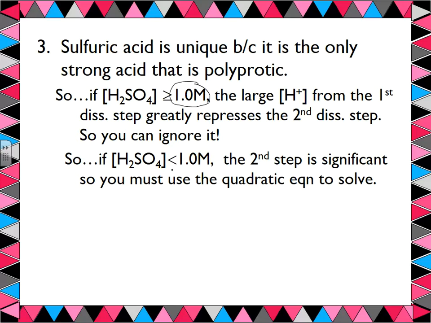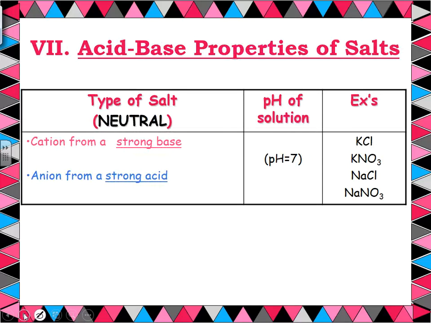Now, if you have a very low concentration of sulfuric acid, even though it's a strong acid, if it's less than 1 molar, the second step is significant. So you would need to use the quadratic equation to help you solve, and it would be solved more like the polyprotic acids that we will look at. We're going to look at a couple examples.